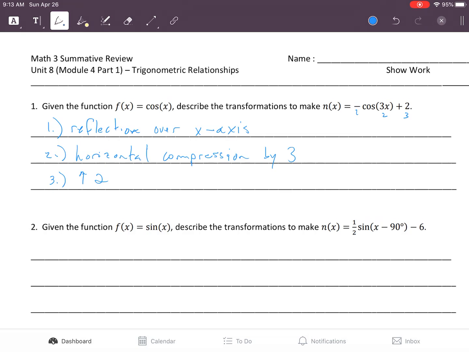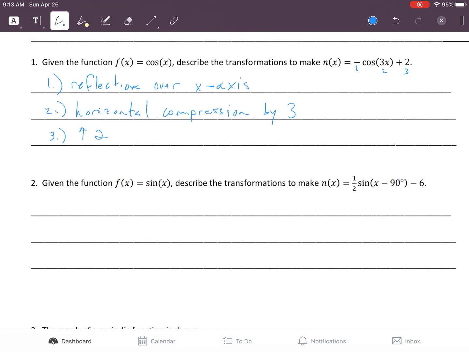Okay, and number 2, same idea. Again, we have 3 different transformations: 1, 2, 3. The first one is a vertical compression by 1/2. Number 2 is a horizontal shift to the right by 90 degrees. And number 3 is a vertical shift down by 6.